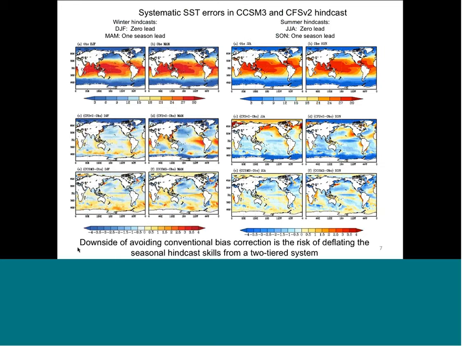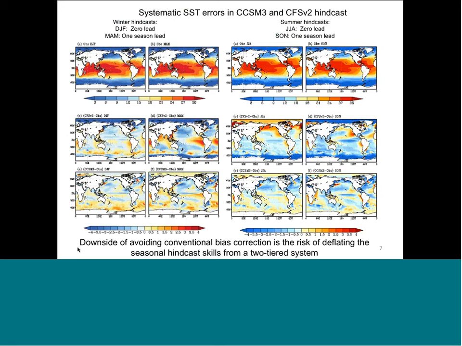And if you wanted to avoid doing this conventional bias correction, you could use the 27 or 28 years prior to the hindcast period to replace the model climatology. So for example, you could, but before I show that, I would like to show the systematic errors of CFS-V2 and CCSM3.